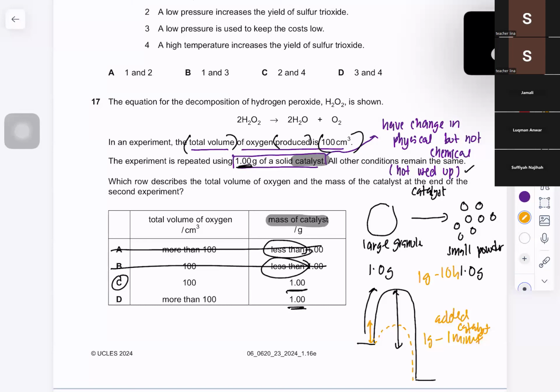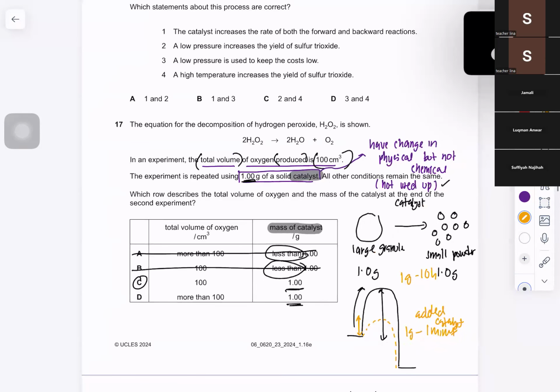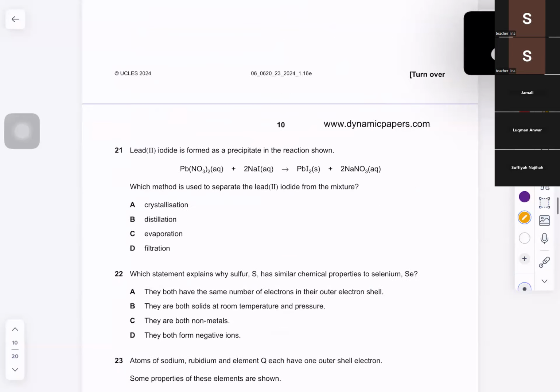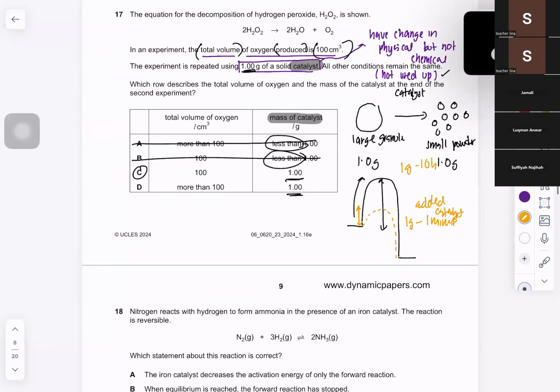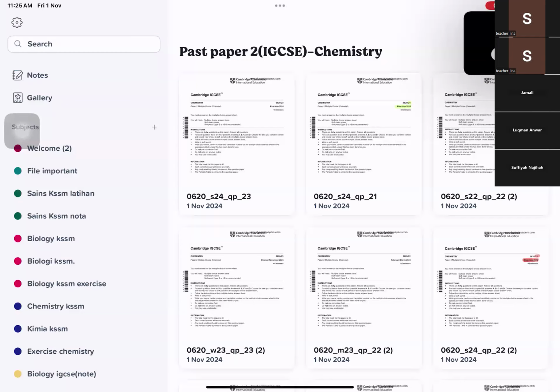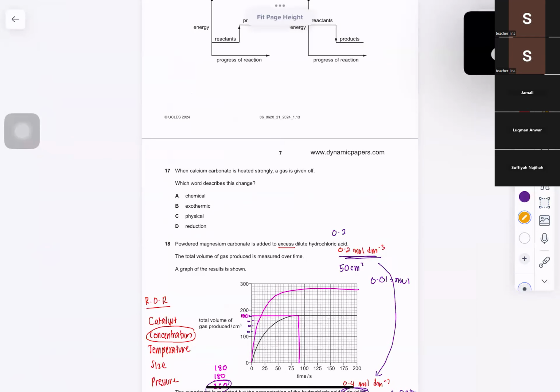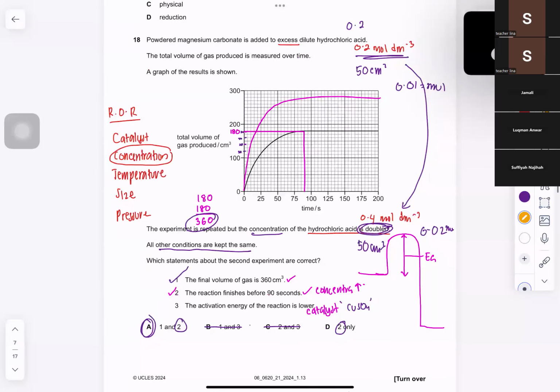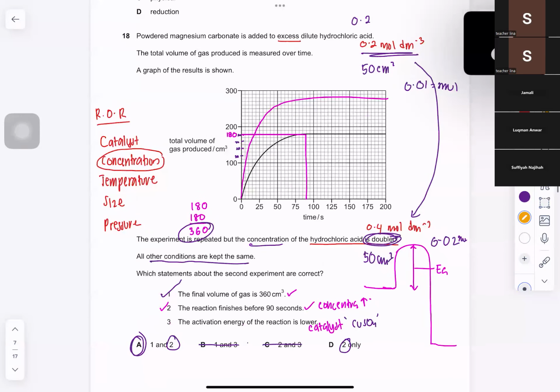Teacher, boleh tak teacher patah balik ke soalan 18 tadi? Saya nak tanya soalan. Sekejap, mana tadi 18. Oh, 18 tadi eh? Yang graf tadi. Yang ni kan? Kenapa 18 jawapan dia A, teacher? Sebab kalau tengok balik soalan, dia tanya the experiment is repeated, maksudnya volume tu sama je. Yang ubah hanyalah concentration je.